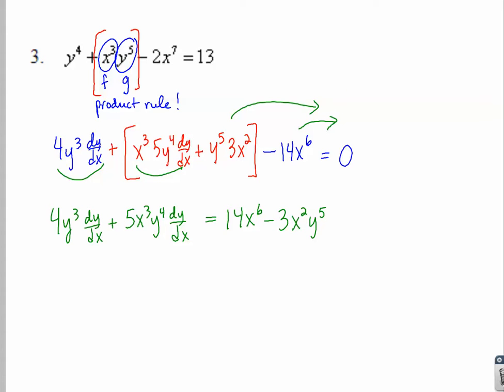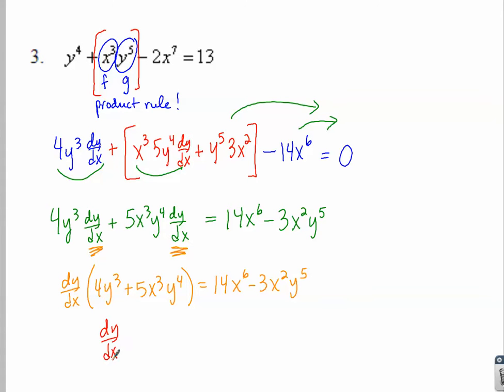Then, you've got it. Factor out the dy/dx. dy/dx, factored out, 4y cubed plus 5x cubed y to the 4th equals all this other side. And lastly, solving for dy/dx, dividing by all of that, 14x to the 6th minus 3x squared y to the 5th over 4y cubed plus 5x cubed y to the 4th.